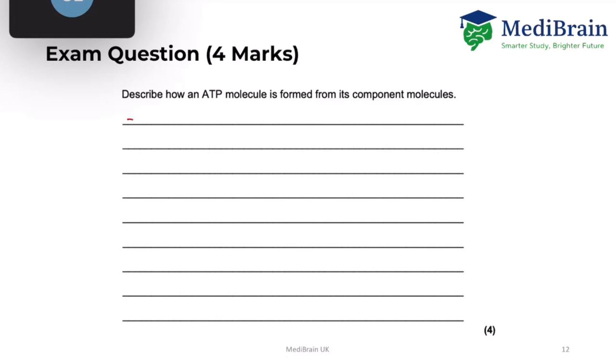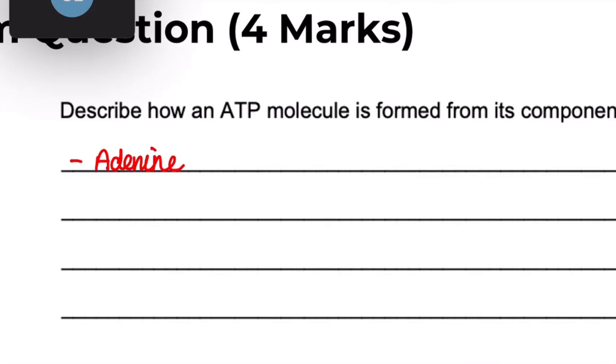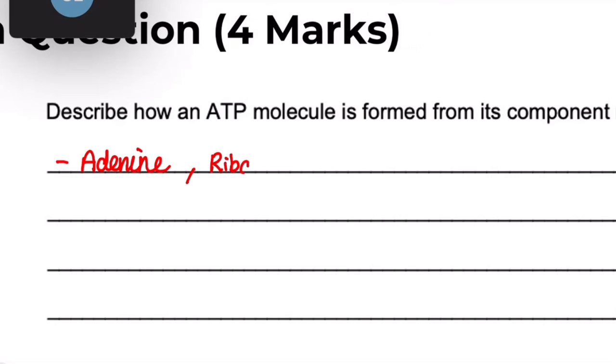Okay, so we've got adenine. Again, you could draw a labelled diagram here, but I'm not going to draw it. I'm going to write in words this time because I've also already drawn a labelled diagram. So we've got adenine, we've got ribose, and we have got 3 inorganic phosphates.